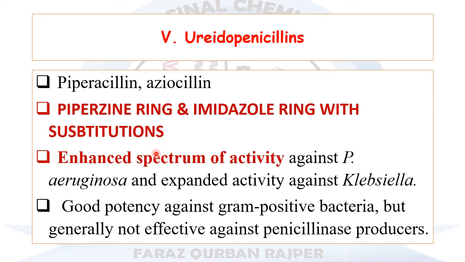They have a greater or extended spectrum of activity, like they have activity against Pseudomonas species as well as against Klebsiella species, and they have good potency against gram-positive bacteria, but generally they are ineffective, or sensitive, towards the beta-lactamase enzyme. So this was all about the classification of the penicillins.